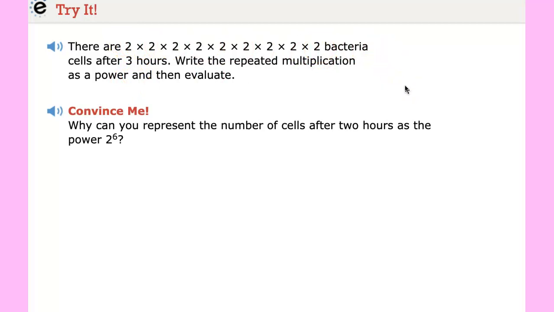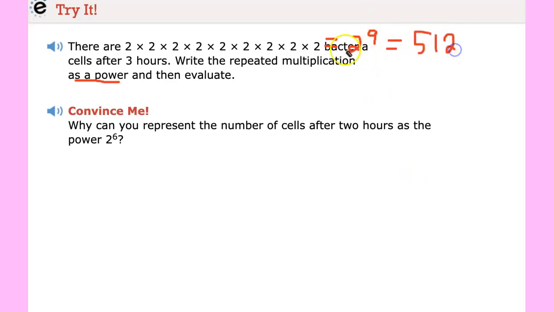Why is it 9? Because every 20 minutes, right? So in 1 hour, there are three 20 minutes. So if you have 3 hours, then you have 9 twenty-minute periods. That's why you multiply it 9 times. If you write this as 2 to the power of 9, that is the power form, or an expression with the power of an exponent. And if you evaluate 2 to the power of 9, that's gonna be 512.